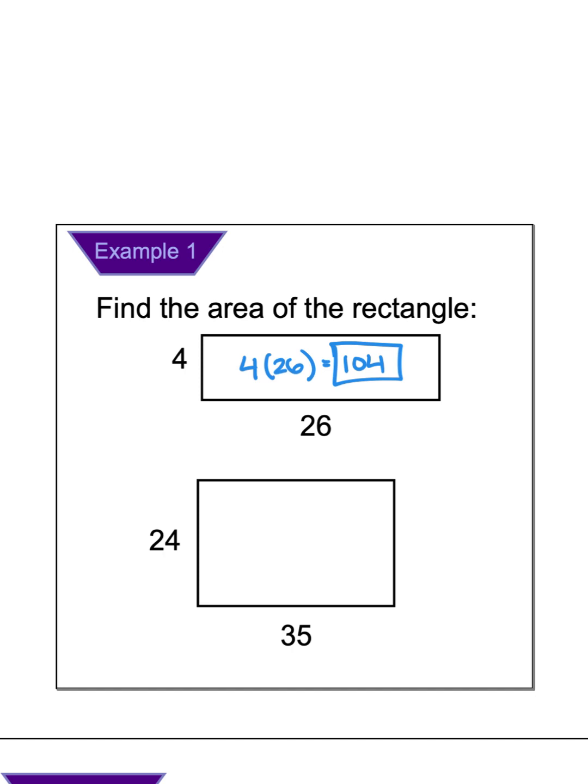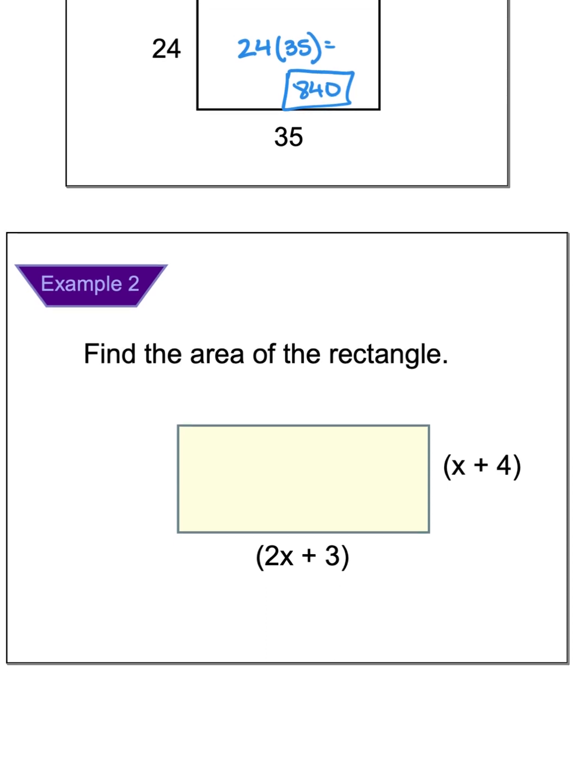To multiply together to get this area of the rectangle, we would do 24 times 35, and 24 times 35 here gives us 840. So the area of this rectangle would be 840.